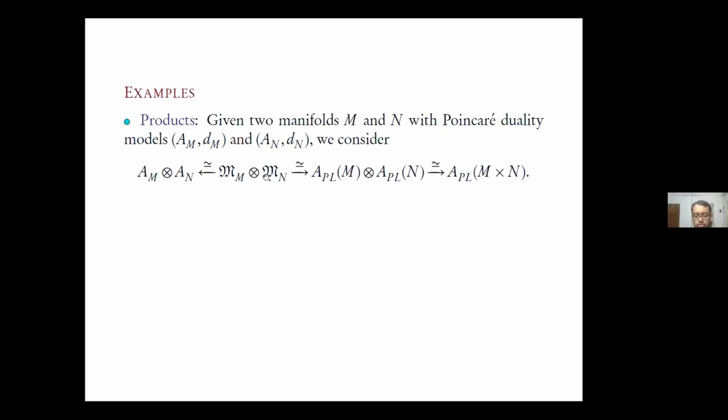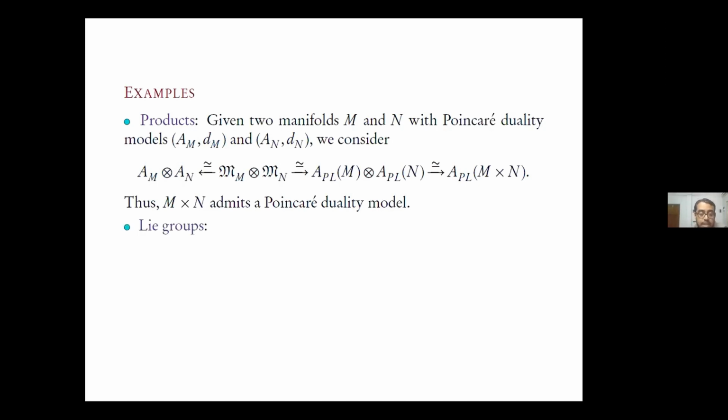So we now do have a map. So we have this minimal model, and this basically will be quasi-isomorphic to this. This is a minimal algebra, and this is also quasi-isomorphic to this. And one can check that this is a Poincare duality algebra as well. Okay. So M cross N admits a Poincare duality model.